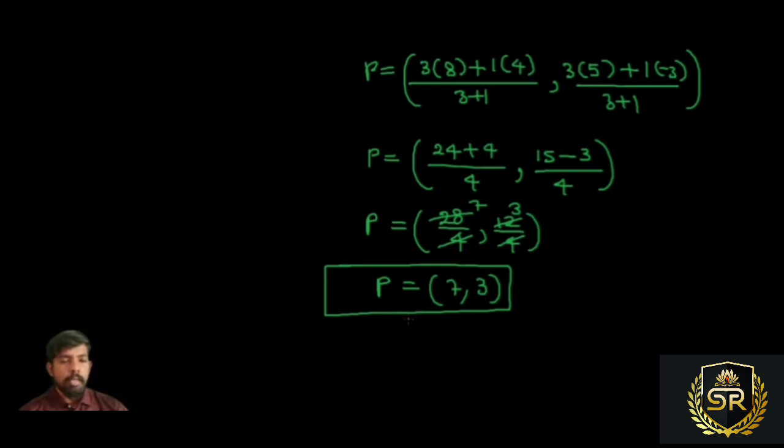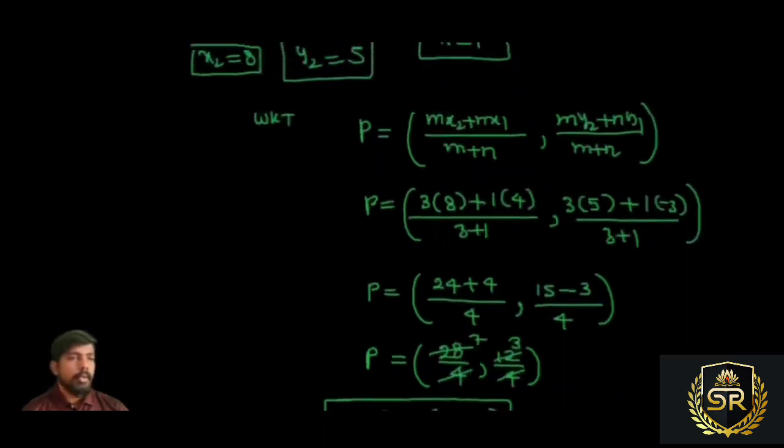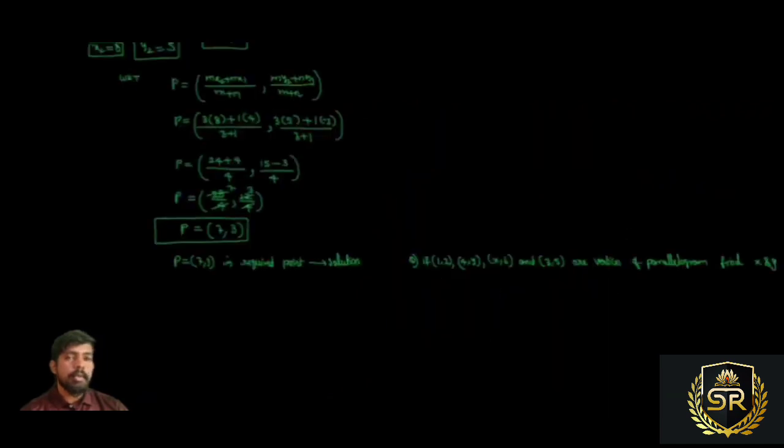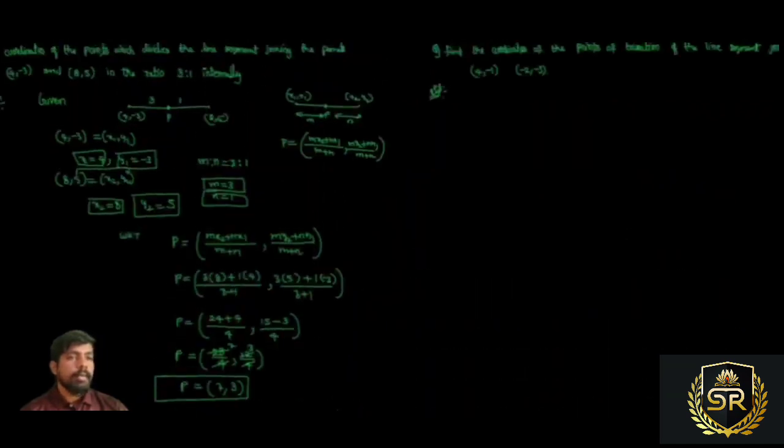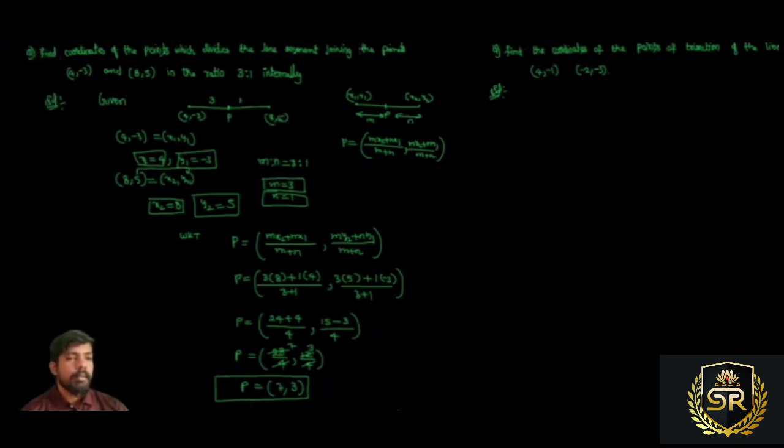Therefore we have P value, right? P is equal to (7, 3), which is the required solution, the required point. This is a solution. We are just discussing one model. Do practice, each and every model is very important. This is a question, and this is the procedure of solving. Just go through this. Next problem, we'll go with the next problem.